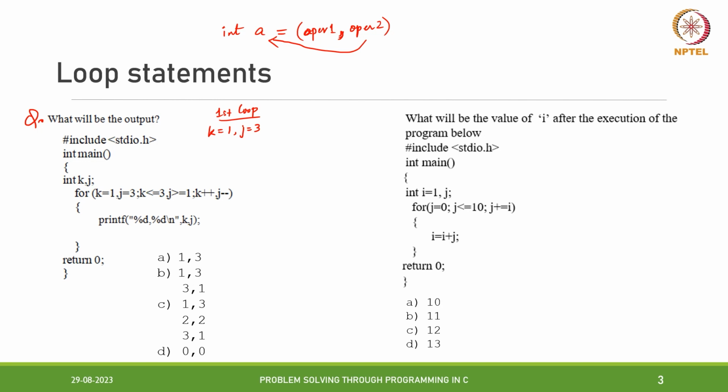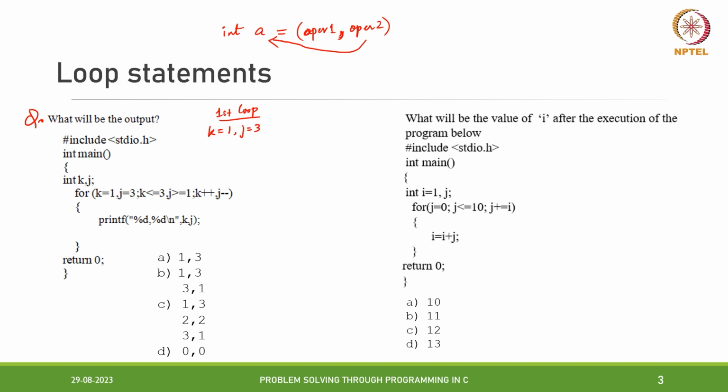I think the option will be C. Okay, so let's see what the option will be. In the first loop you have k equals 1 and j equals 3 initialized, and first we will check the conditions. k is less than or equal to 3, that is fine. j is greater than or equal to 1, that is also fine.